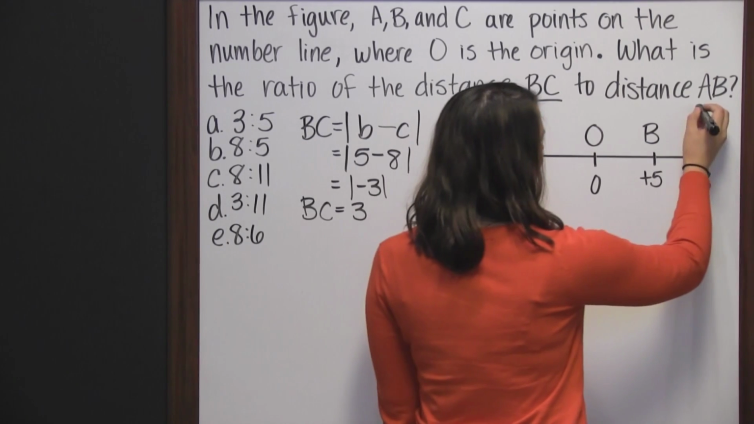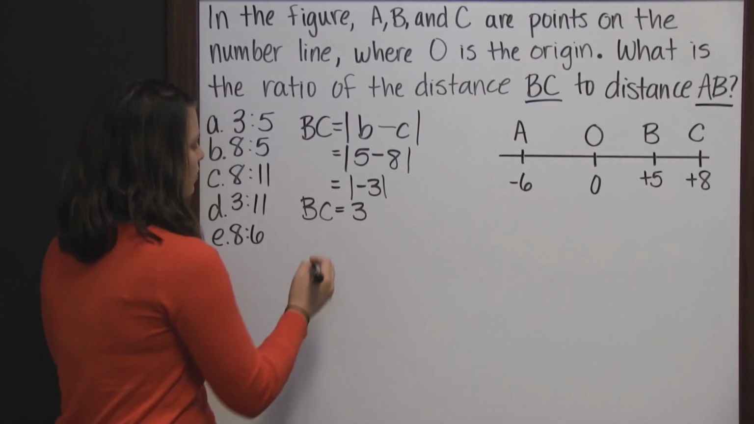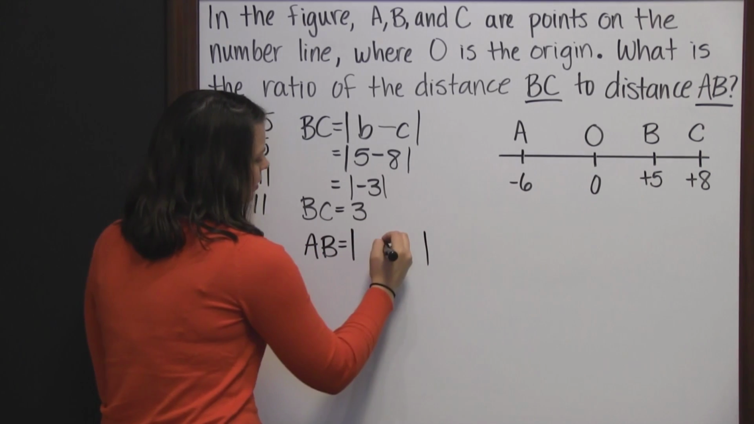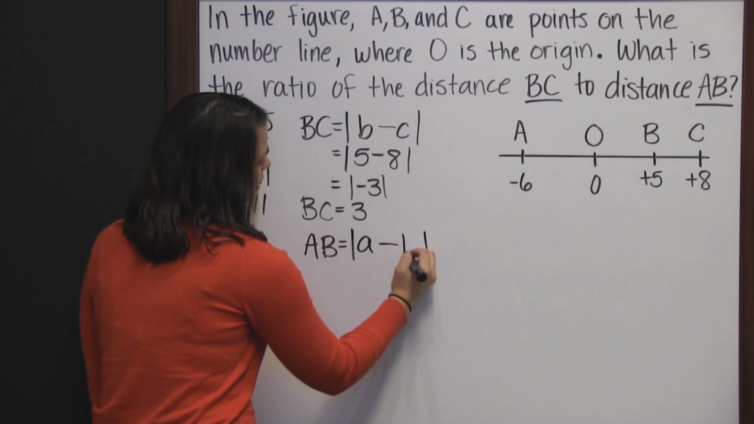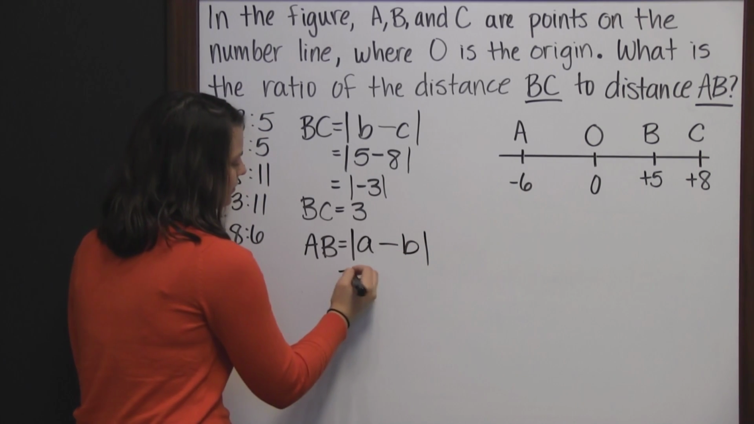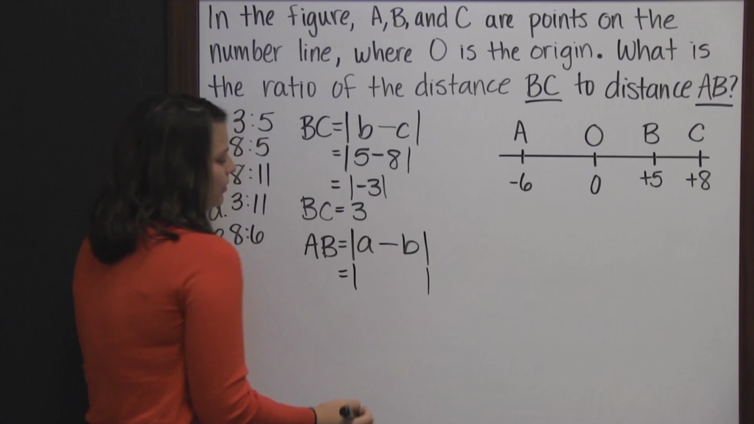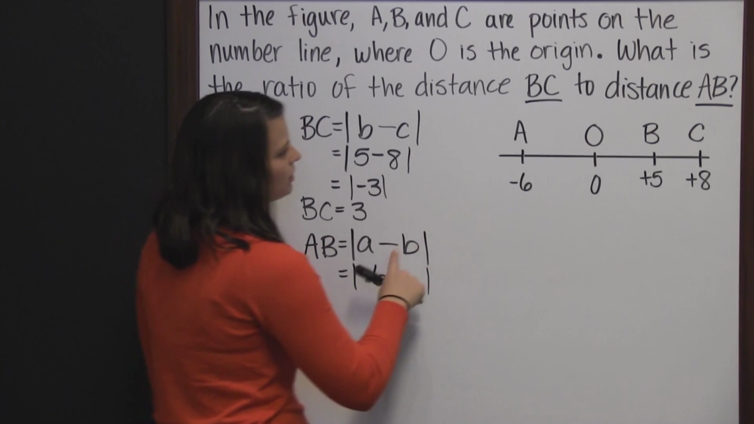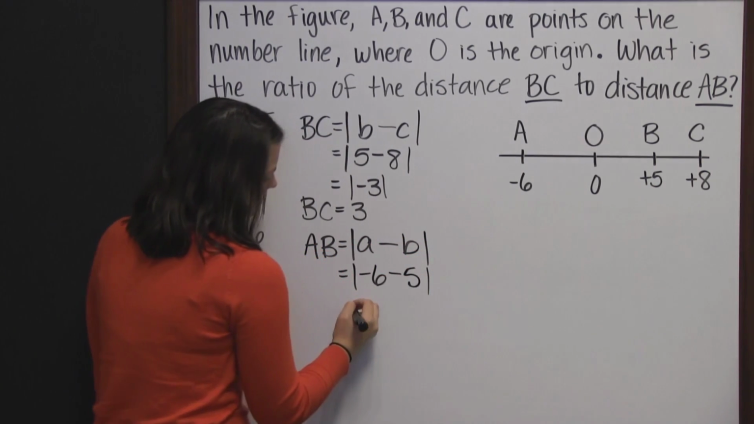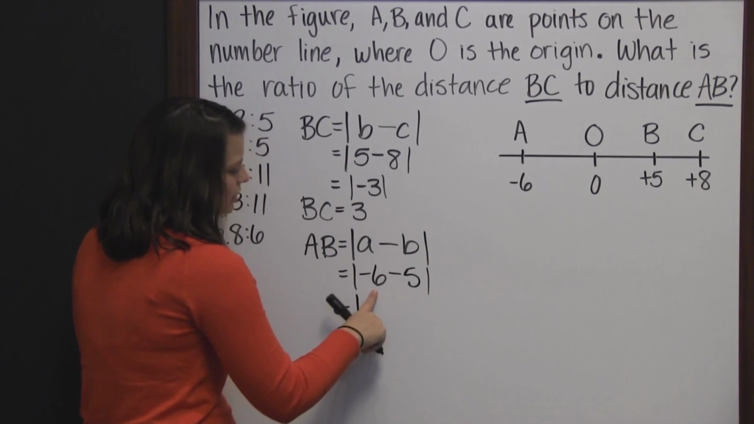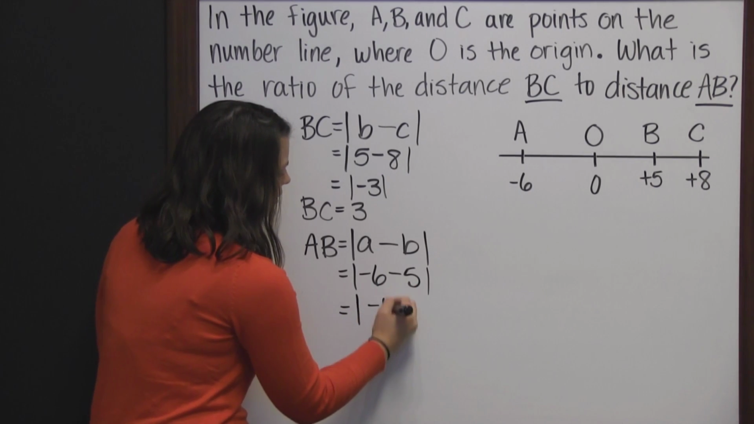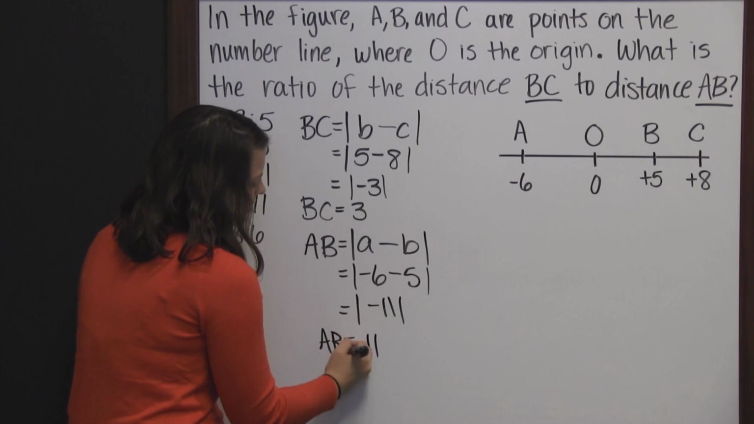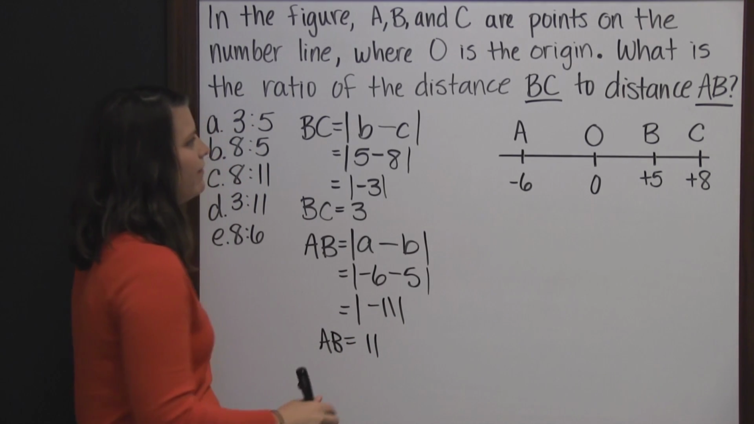Now we're going to do the same thing to find the distance between points A and B. And again, it's the absolute value of the difference of the coordinates of point A and point B. So that's the absolute value of A is -6 minus B is 5, which is the absolute value of -6 minus 5 is -11, and that is 11. So the distance from point A to point B is 11.